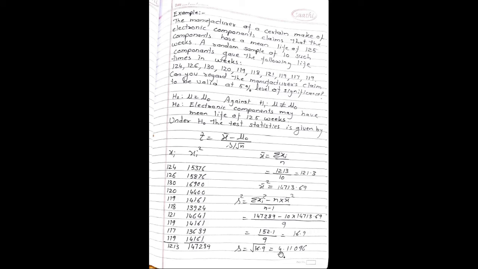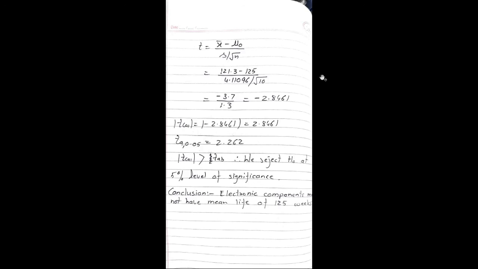So the answer is 4.11096. So t can be calculated as x bar minus mu naught upon s upon root n, which is equal to 121.3 minus 125 divided by 4.11096 divided by square root of 10. So the answer is minus 3.7 divided by 1.3, which is equal to minus 2.8461.